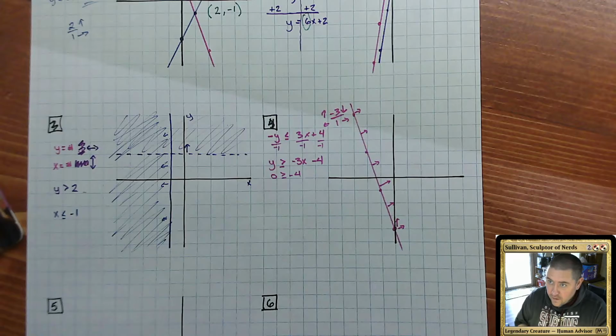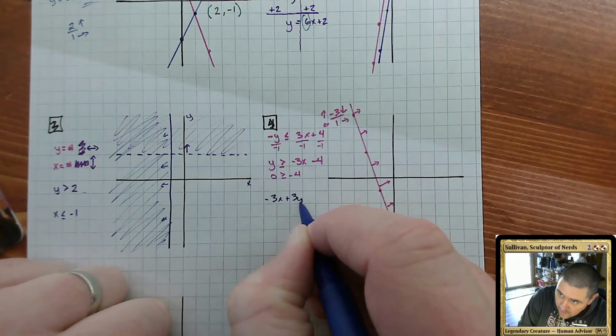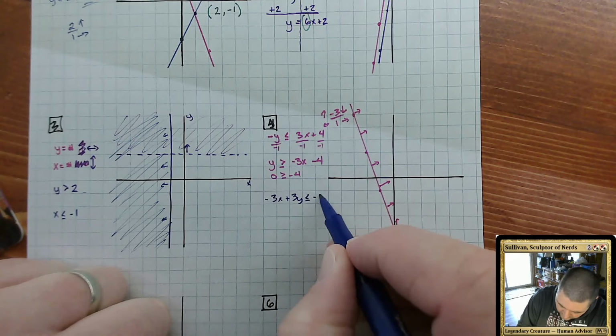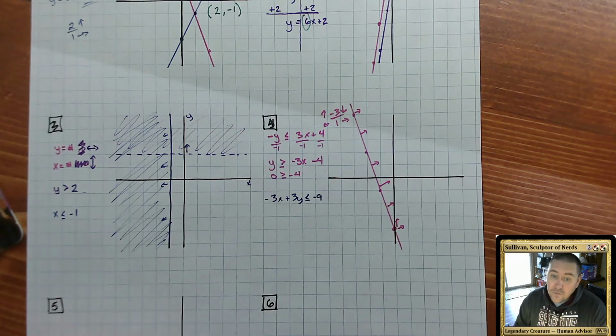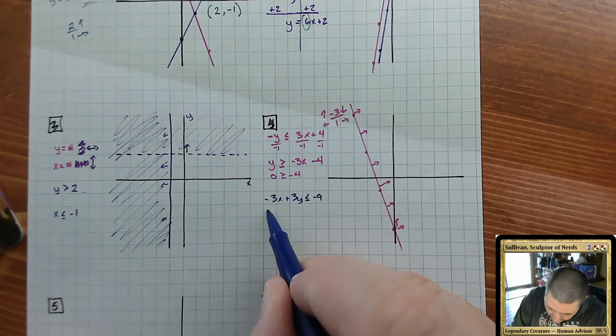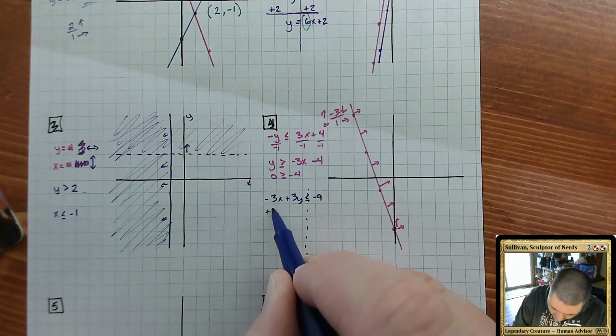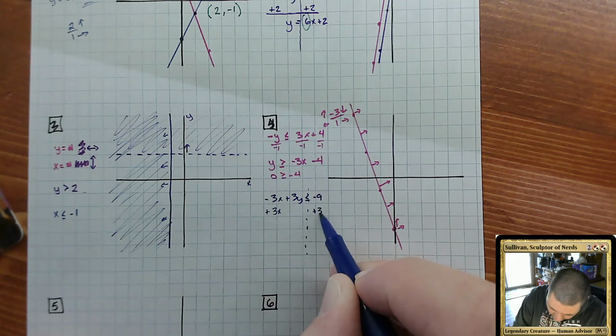Next, we have -3x plus 3y less than or equal to -9. Again, it doesn't look like we're used to slope-intercept, so I'm going to add 3x. Add 3x, add 3x.